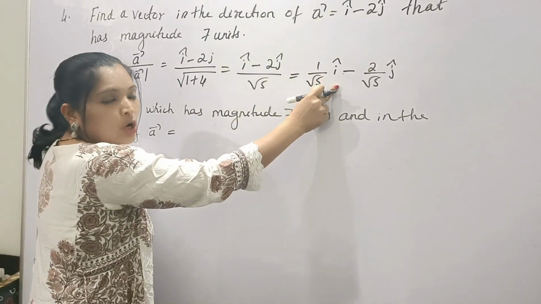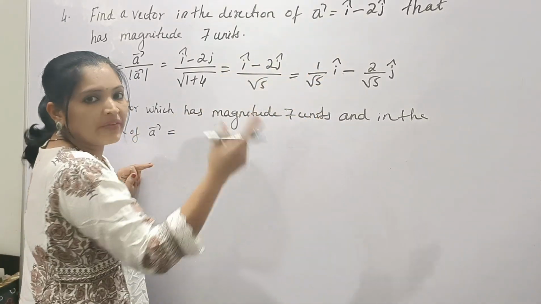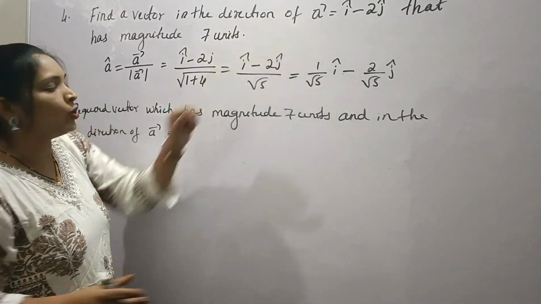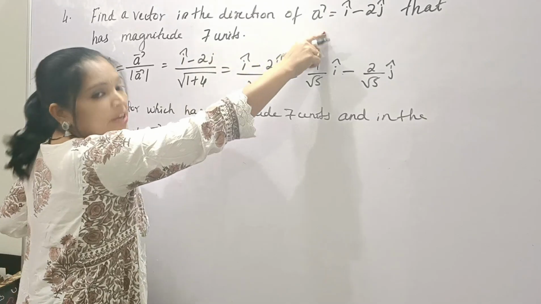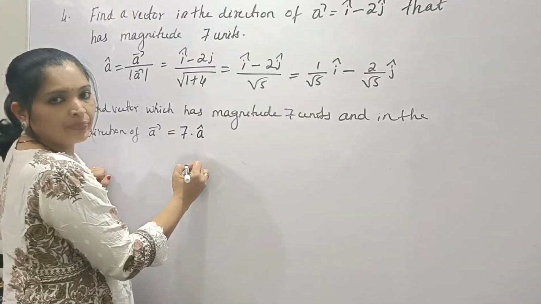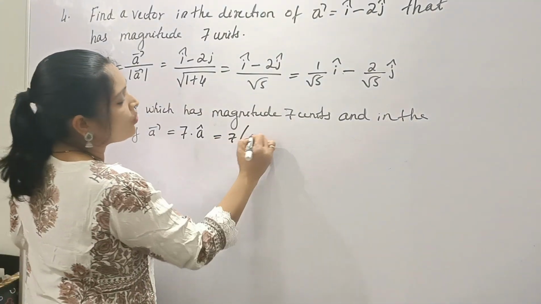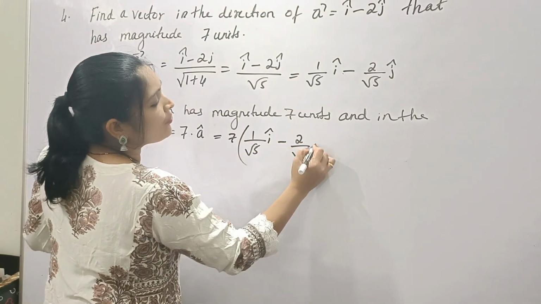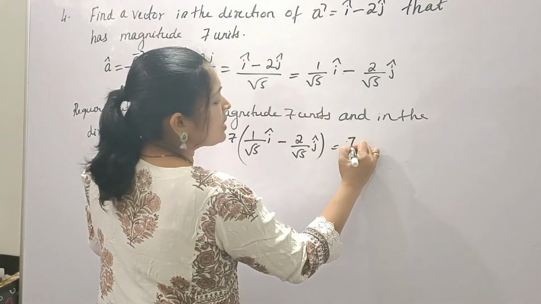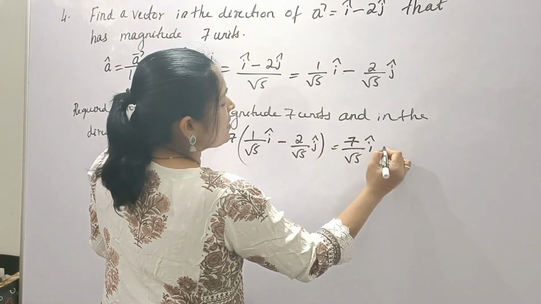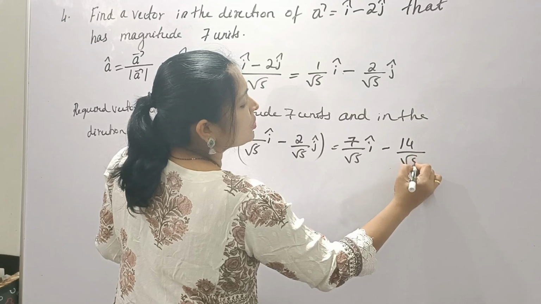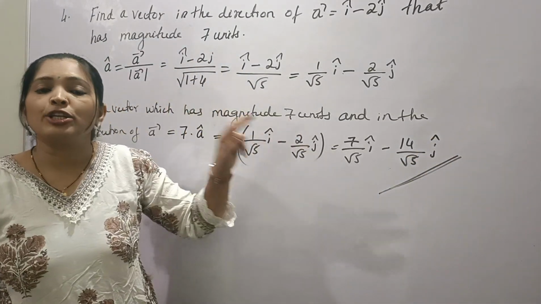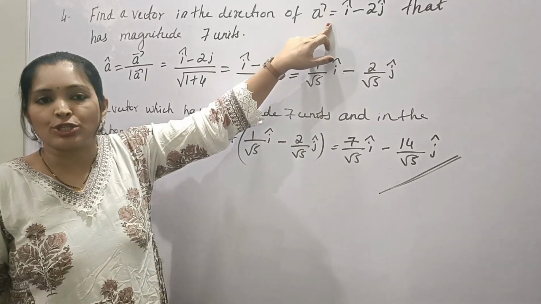Multiply it by 7 because its magnitude is 1. So 1 into 7, 7. Therefore the required vector in the same direction of vector A is equal to 7 into the unit vector of this vector, A cap. That is 7 into (1 by root 5 i minus 2 by root 5 j), that is equal to 7 by root 5 i minus 14 by root 5 j. So it is the required vector which has magnitude 7 units and is in the same direction of this vector.